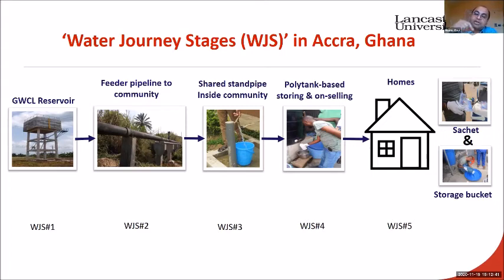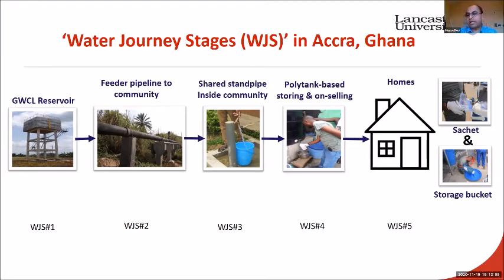Then comes, as you have seen, that overhead tank. People take water from the pipe that comes into the community into an overhead tank, and that's where on-selling of water happens, meaning that one person has a big tank, fills up the tank and sells to her neighbors. That is our water journey stage 4.